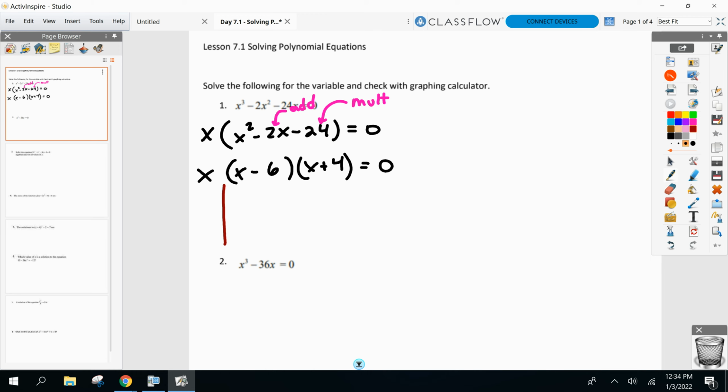That x you just took out as a GCF is an answer. It needs to get set equal to 0. That's one answer, maybe. Next up, you set the next parenthesis equal to 0. So x equals 6. And then set the next parenthesis equal to 0. X equals negative 4.